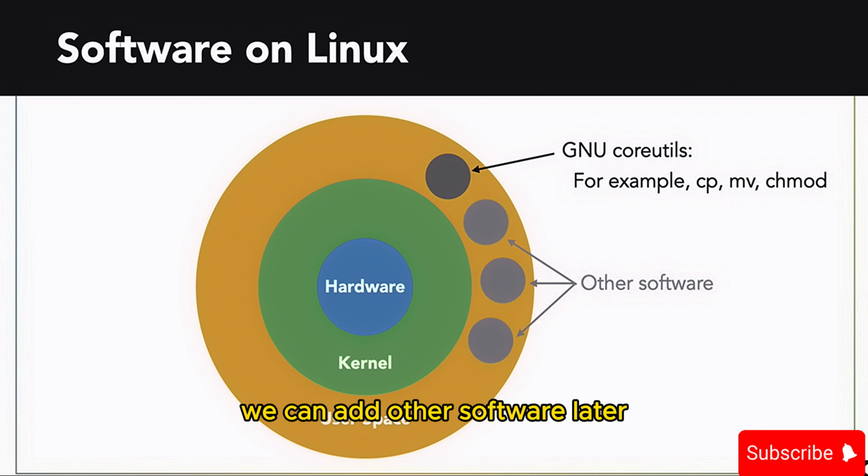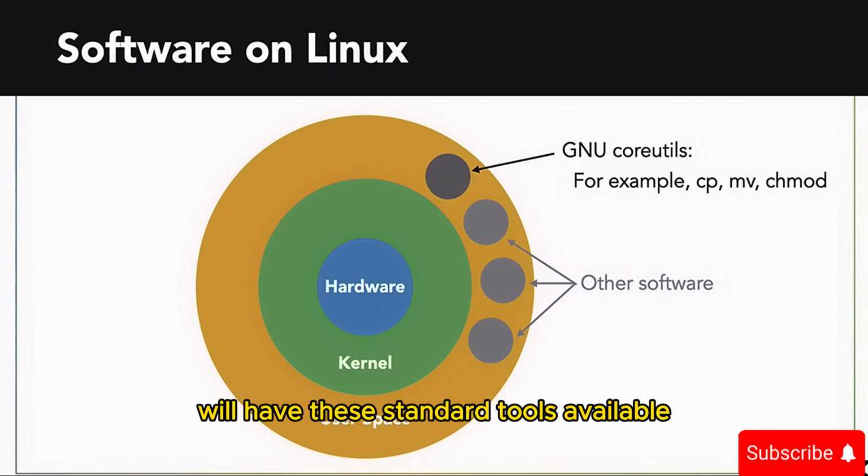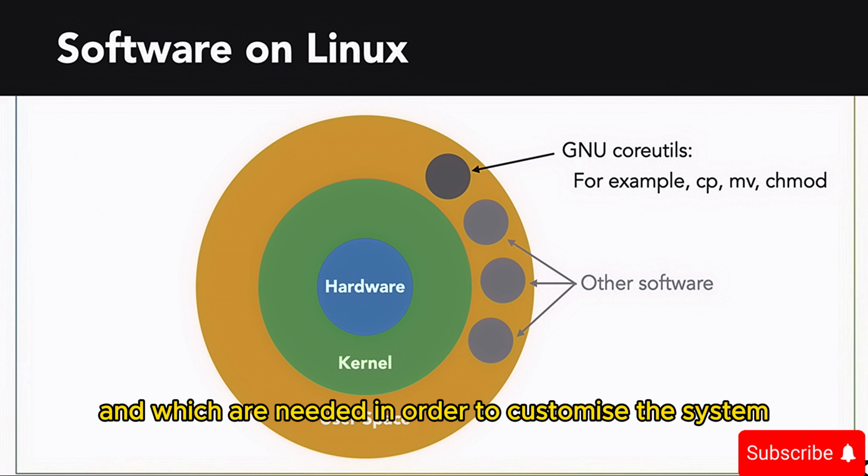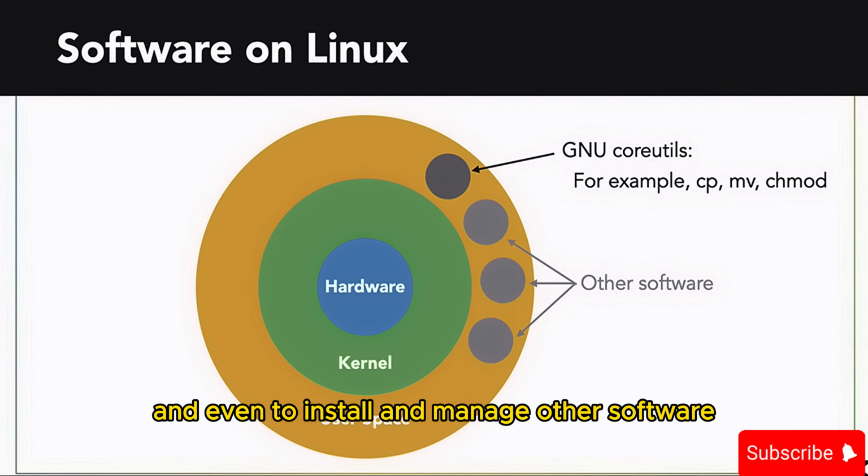We can add other software later, but out of the box, so to speak, a basic Linux installation will have these standard tools available, which give us a minimal operating set of utilities and which are needed in order to customize the system, use it to get work done, and even to install and manage other software.